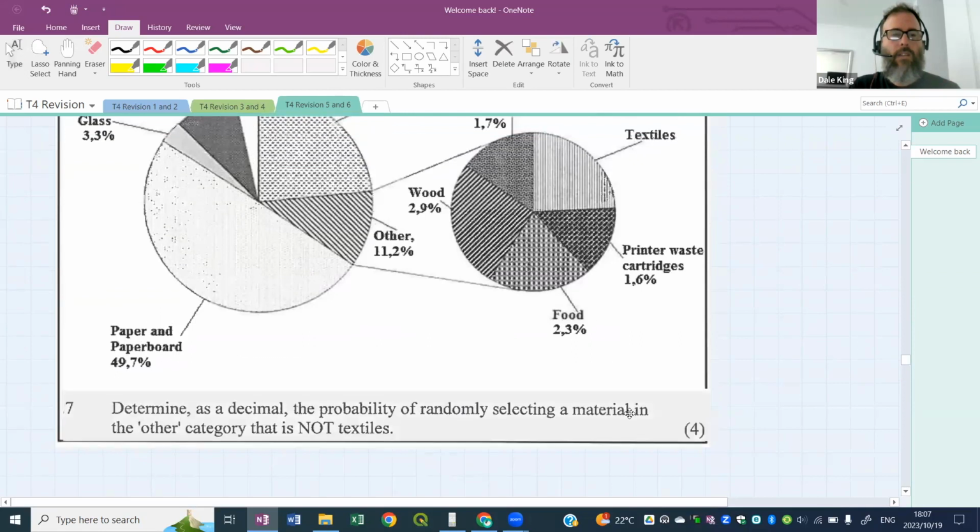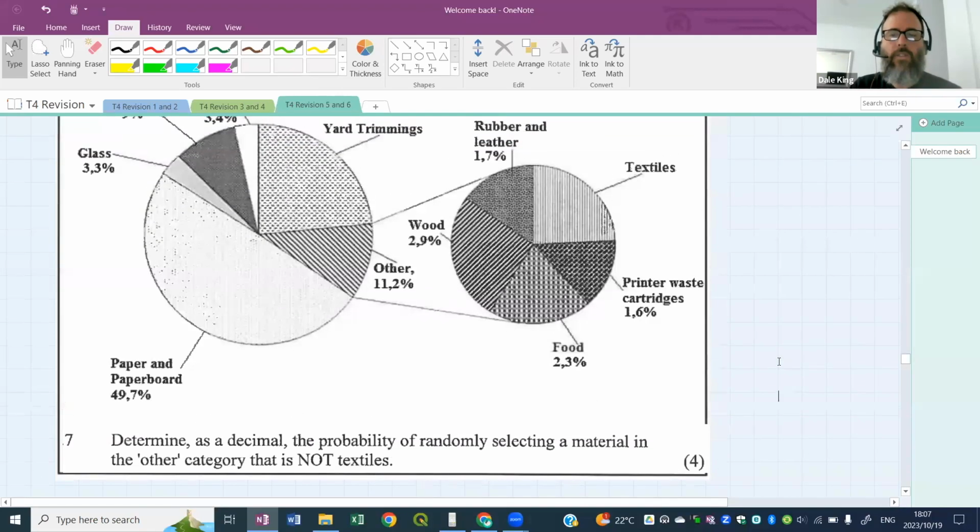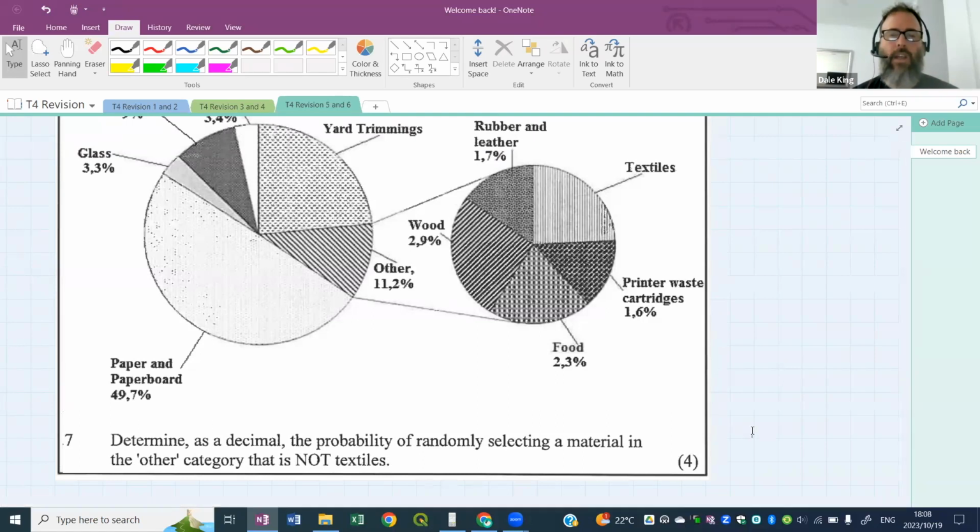It says, determine as a decimal the probability of randomly selecting a material in the other category that is not textiles. You remember the question? We didn't complete it exactly, so I just want to recap this one more time. What is the probability, shown in decimal form, of randomly selecting material in the other category that is not textiles? Who would like to give this one a bash? I'm sure your brains are more alert to this question compared to last time. So if you have a new look at it, what do you think we could do here?